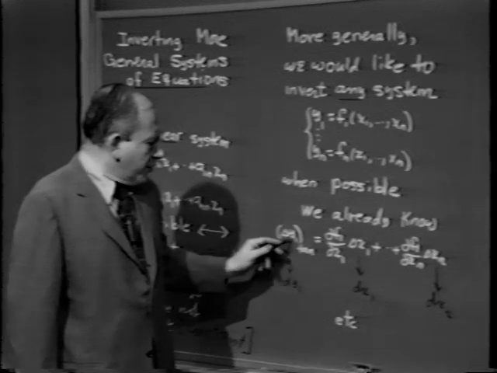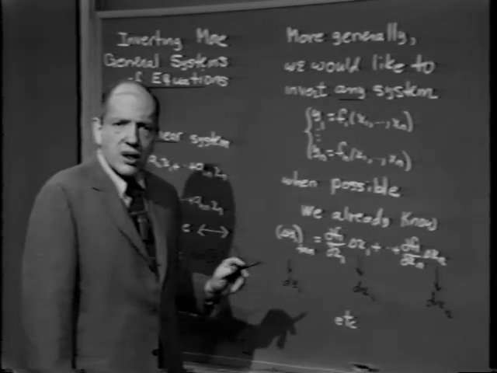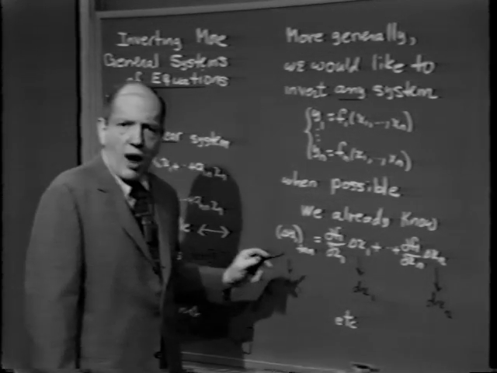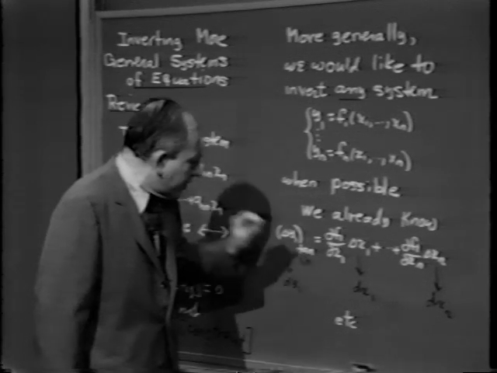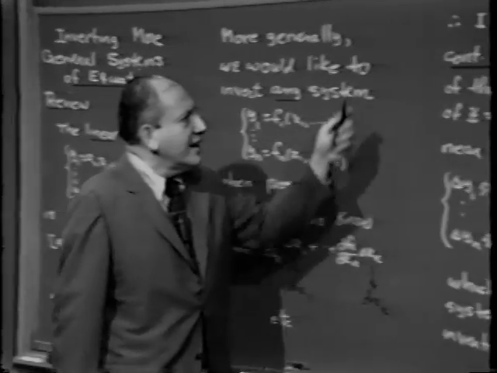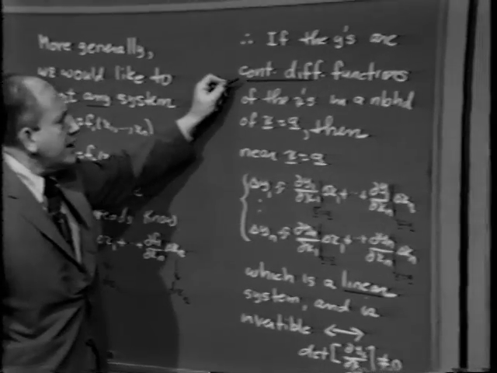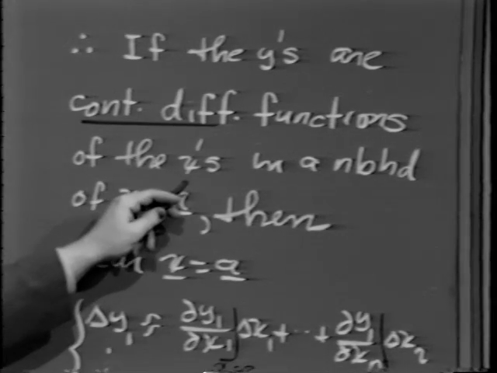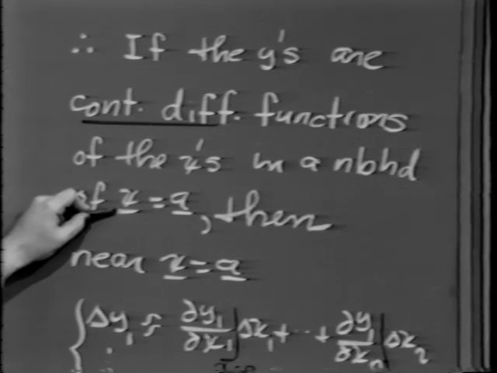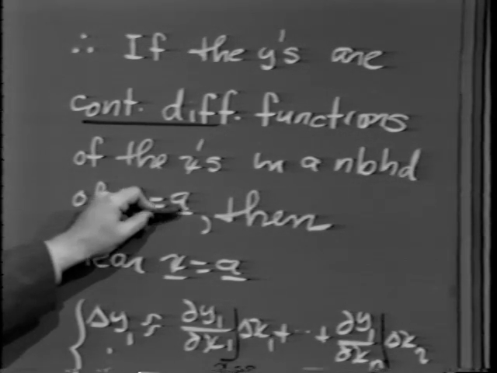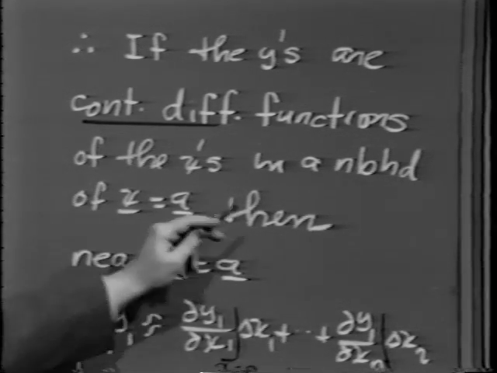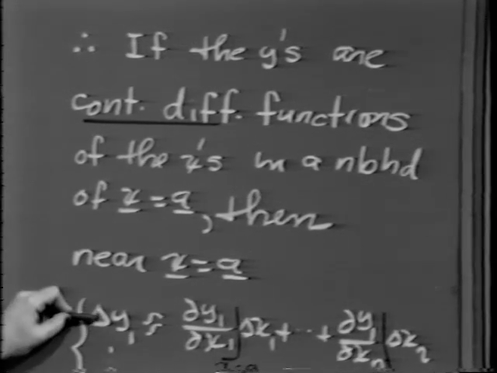And we can talk about the linear approximations, all right? Not the true delta y's now, but the linear part of the delta y's, the delta y1 sub tan, or if you prefer, delta y1 sub lin, L-I-N, all right? And the key point now is what? If the y's happen to be continuously differentiable functions of the x's in the neighborhood of the point x bar equals a bar, in other words, x1 up to xn is equal to a1 up to an, x1 equals a1, x2 equals a2, etc., then near that point, what we're saying is what?